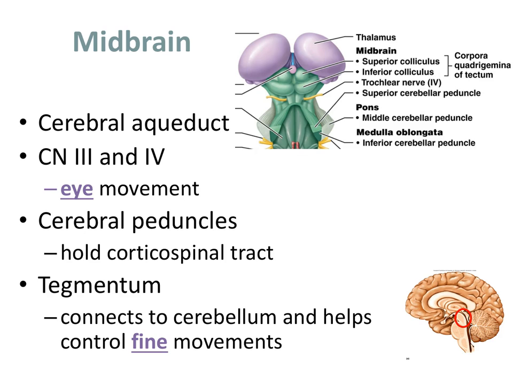We also have cerebral peduncles. A peduncle is a stem, and this stem connects the hindbrain to the forebrain. The peduncles hold the corticospinal tract, a group of nerves that go from the cortex of the brain down to the spine and out to the effectors or muscles. The tegmentum connects the midbrain to the cerebellum and helps with control of fine movements. The tegmentum is going to be the more inferior portion of the midbrain.